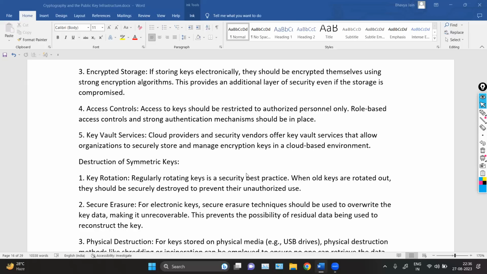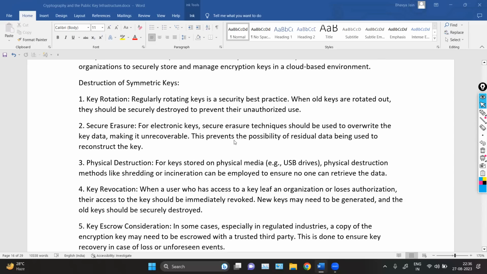Similarly, we have key vault services where we are protecting the keys. We put all the keys in the key vault. It is like a locker where you can protect your money; in the same way we have the key vault for the keys.